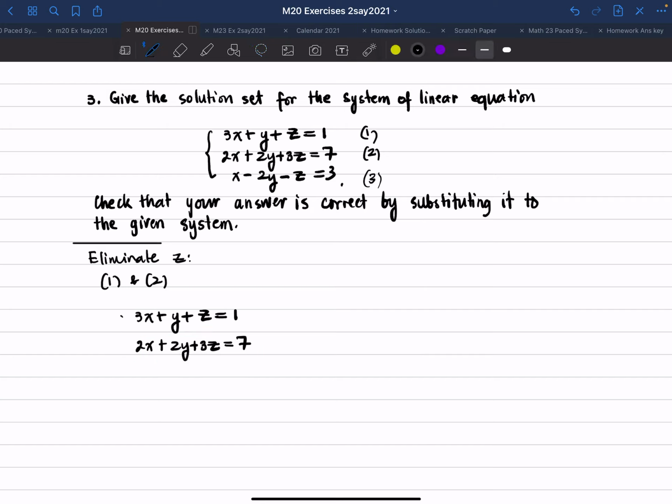Okay, so how do we eliminate z? Kailangan same yung coefficients nito, no? Or pwedeng opposite yung signs. And then you can just add or subtract depending kung ano yung magpapa-cancel dun sa z. Okay, but first, kailangan same yung coefficients or opposite yung signs. So what I will do is I will multiply this equation by 3. So times 3. Okay, what will happen? We will get 9x plus 3y plus 3z equal to 3. And then copy the second equation.